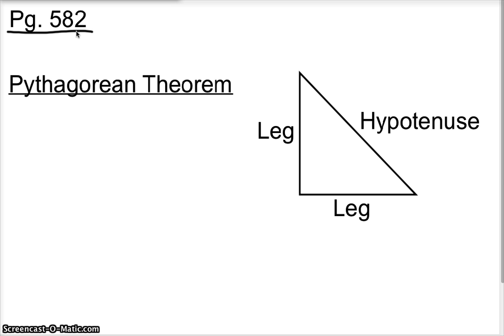Anyways, page 582, we are going to be learning about something called the Pythagorean theorem. And the Pythagorean theorem is this: a squared plus b squared equals c squared. That's it. Pretty simple formula, algebra. And here's what it relates to. It relates to triangles that have right angles.